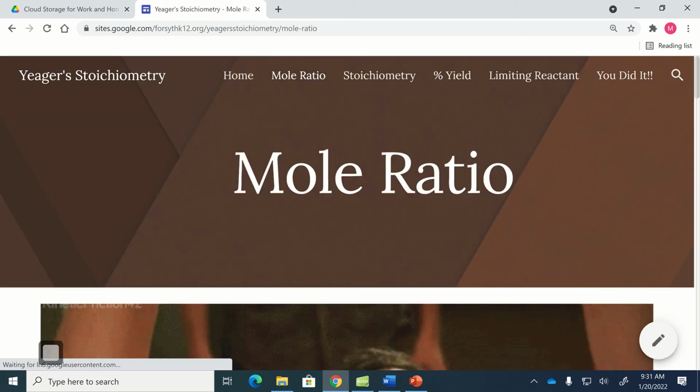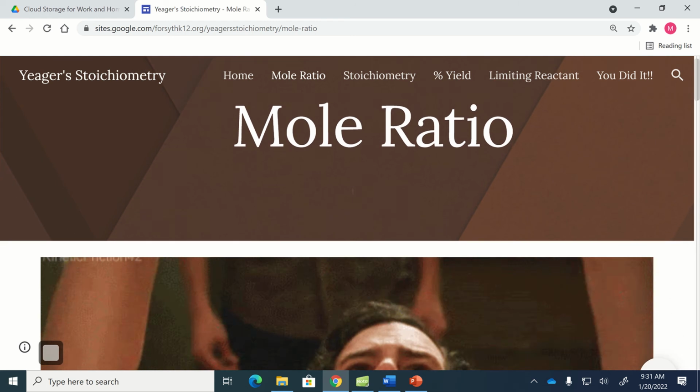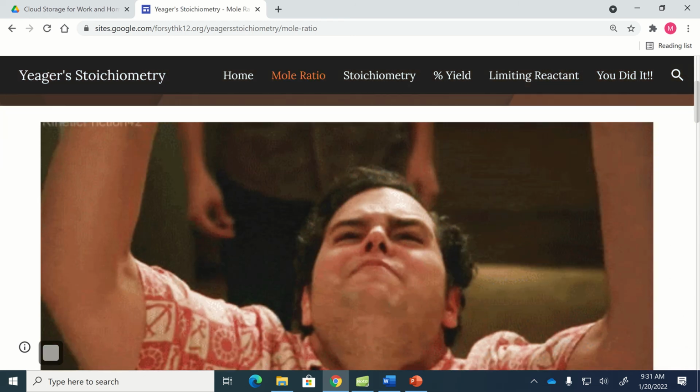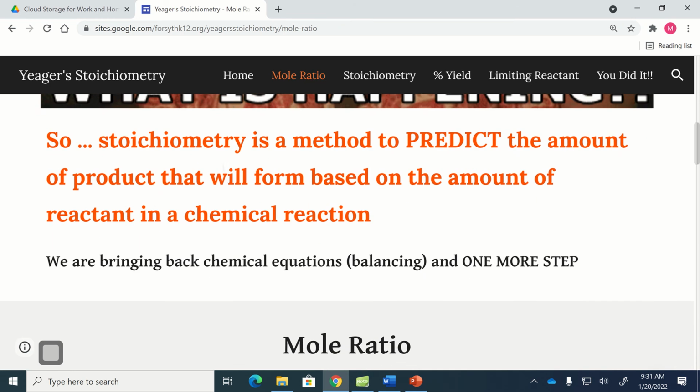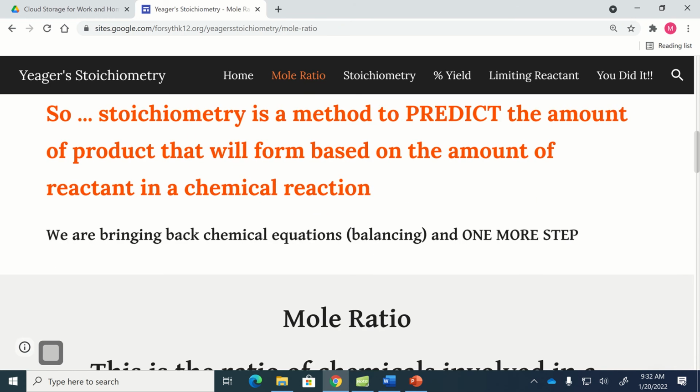So, here we go. The really new thing is what's called the mole ratio. What is going on with the mole ratio? Stoichiometry itself is a chemistry method to predict the amount of product that will form based on the amount of reactants in a chemical reaction. It's helping us predict the actual mass, the amount that we should create when we do the chemical reaction.